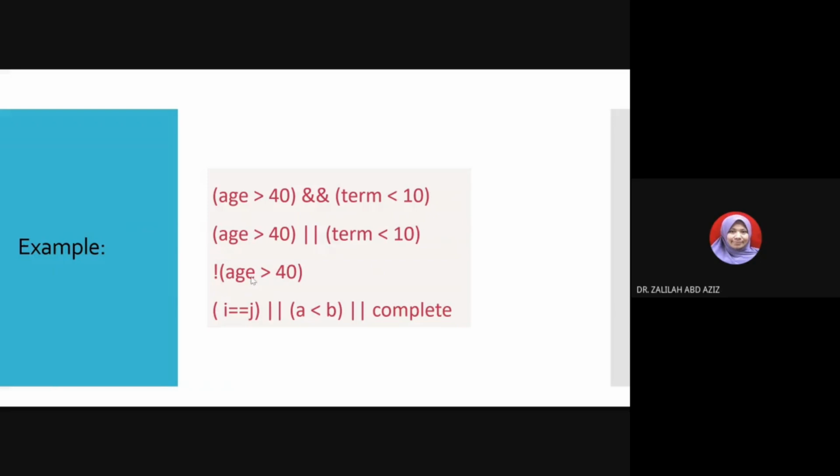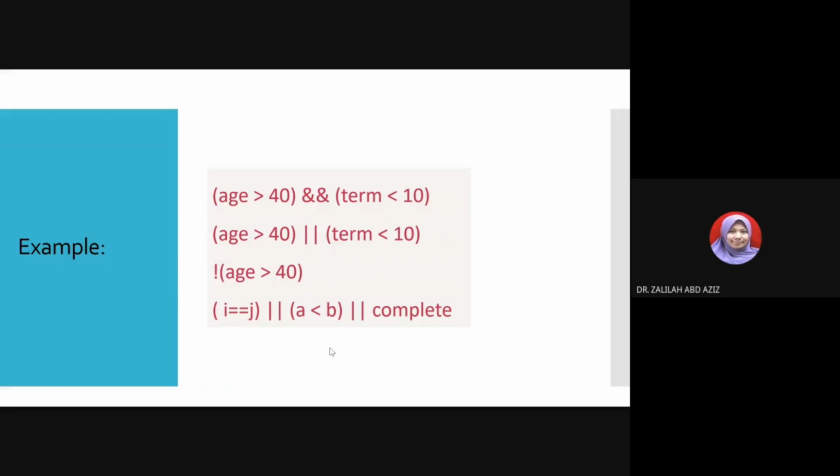Okay, so the third statement, let's say age greater than 40. Let's say we have age storing the value 80. So 80 greater than 40, is it true? Yes, true. So if we have NOT here, then NOT true will evaluate to false.